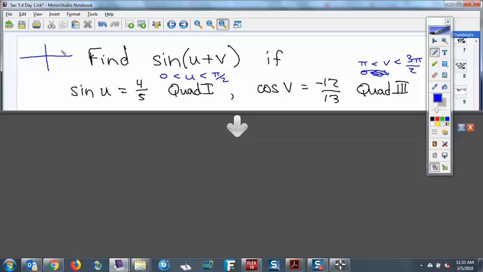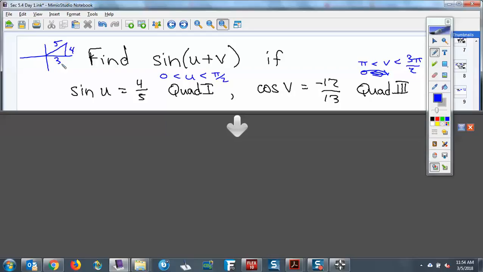When you draw a triangle, you'd put 4 opposite, 5 there, which of course would mean 3 would be there. And if you're not sure, do the Pythagorean theorem. Okay? So we're not going to find what u is, but we can find what cosine of u is, right? Cosine of u would be 3/5.